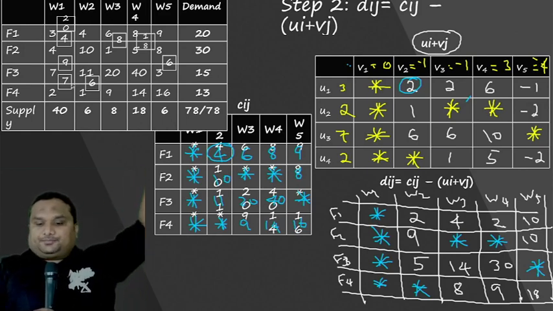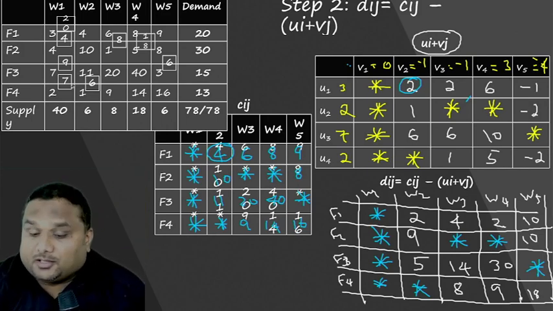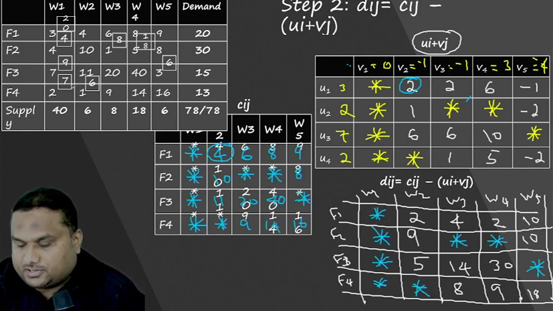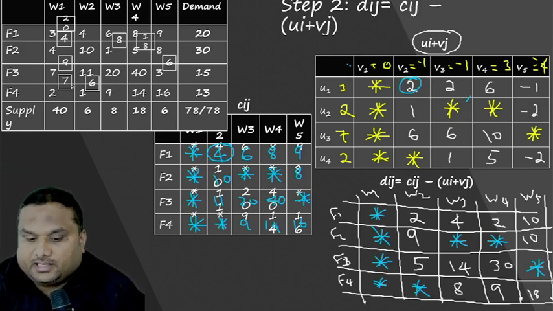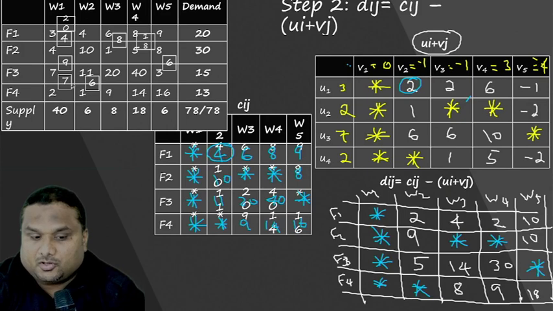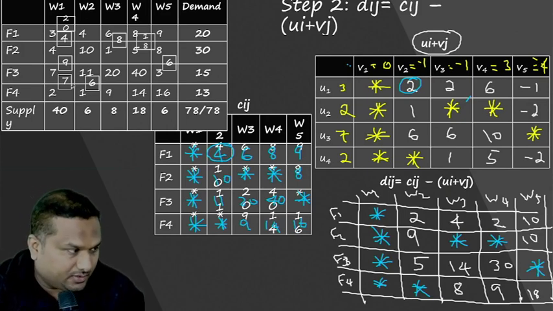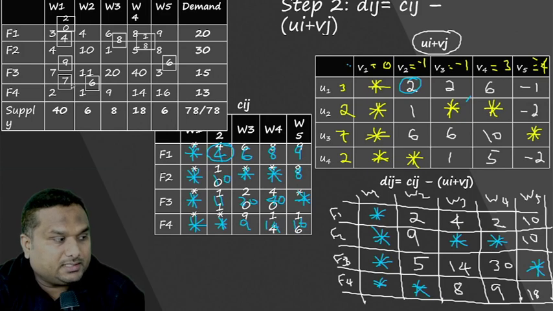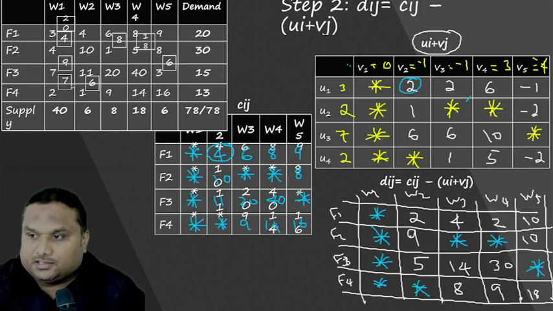Okay, everybody. Now you write the conclusion. There are two ways you can write it. First, write: since no Dij is negative, the solution is optimal. This is the one way you can write.